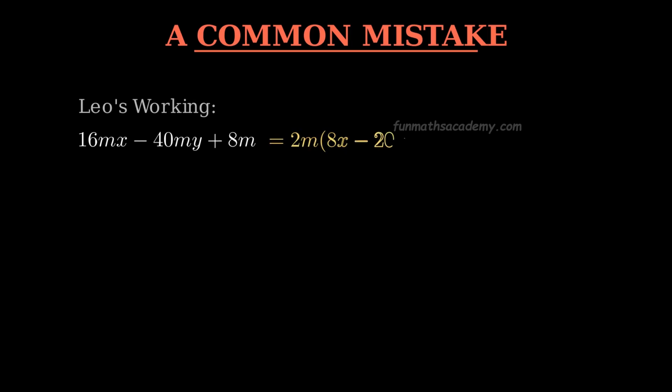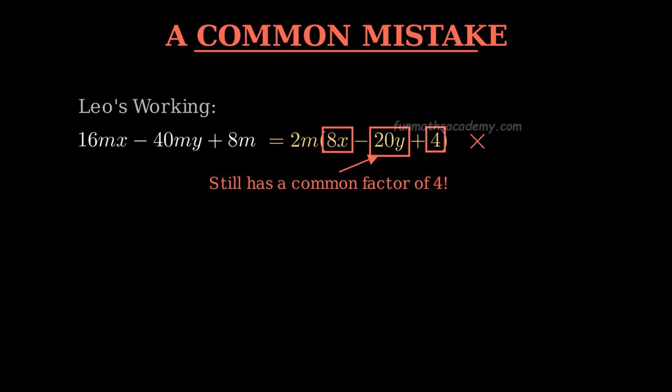Let's look at a common mistake. Leo factorizes 16mx - 40my + 8m like this: 2m times (8x - 20y + 4). Is it complete? No. There is still a common factor of 4 inside the brackets. To factorize fully, the expression inside the brackets must be irreducible.